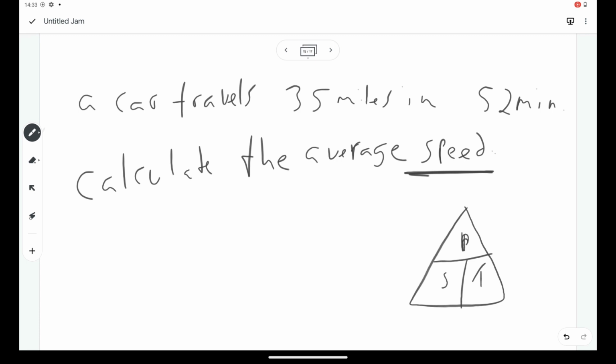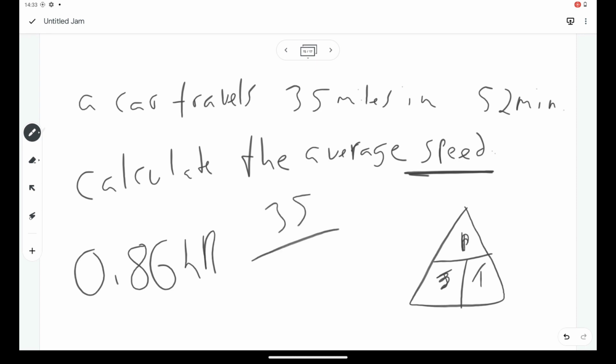Dead easy, do 52 divided by 60. And the reason we divide by 60 is because there's 60 minutes in an hour. 52 divided by 60 gives us 0.86 hours. So we're trying to calculate the speed, so cover it up and we're left with distance, which is 35, divided by time, which is 0.86.